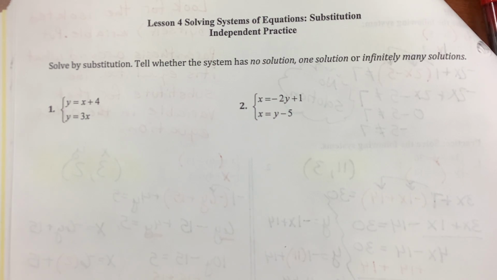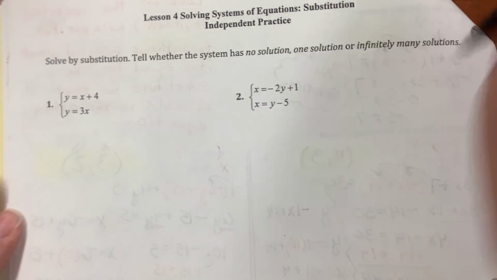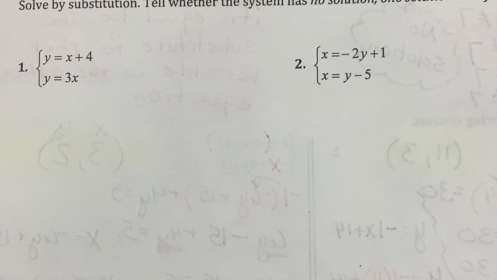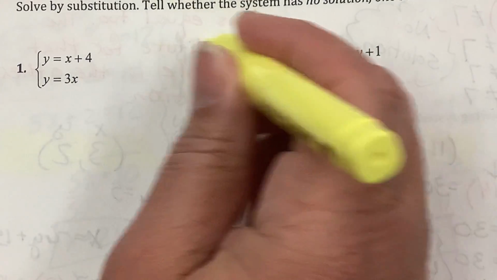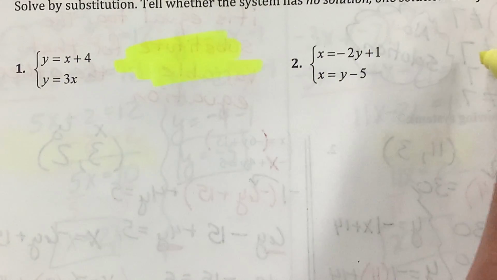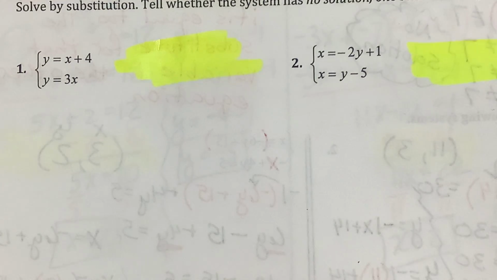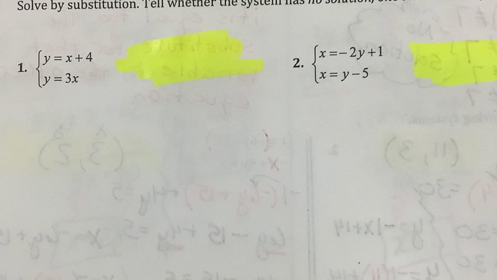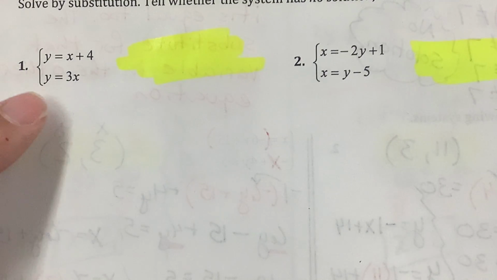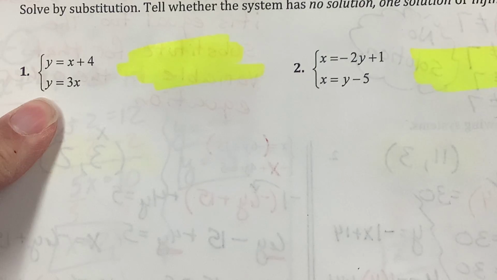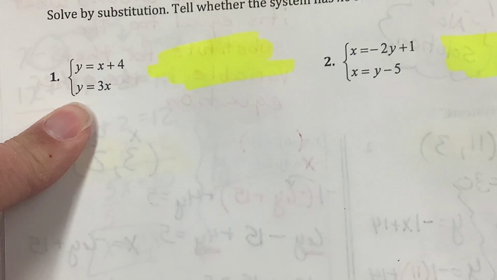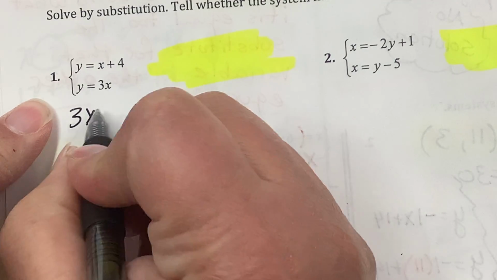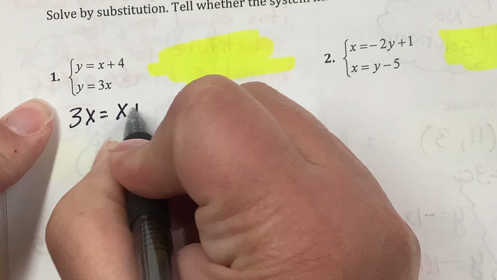All right, so let's start with number 1. First of all, I'm going to highlight where I'm going to put the answers so the highlighter has a little time to dry. They're both equal to y. So when they're both equal to the same variable, they're equal to each other. So I'm going to take the one with the larger coefficient of x, which is 3, and put that on the left and get 3x equals x plus 4.